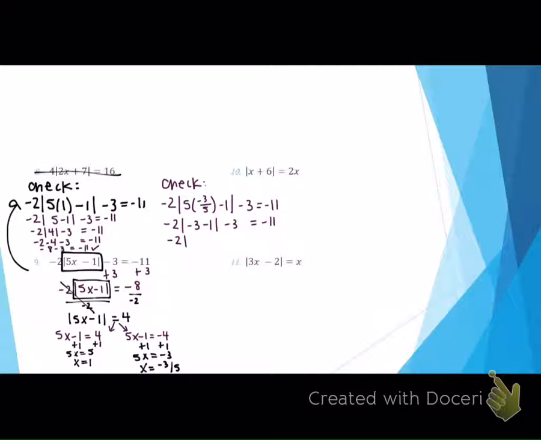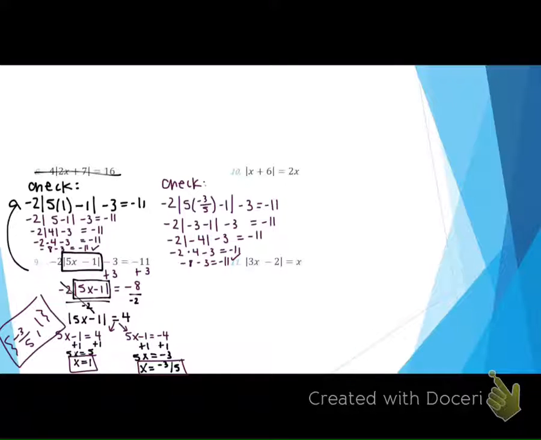So I get -2 times the absolute value of -4. What is the absolute value of -4? 4. So I have -2 times 4 minus 3 equals -11. So -8 minus 3 equals -11. Is that true? Yes. So both our answers work. It doesn't matter which way you want to write it up. I just want you to know that they both work.